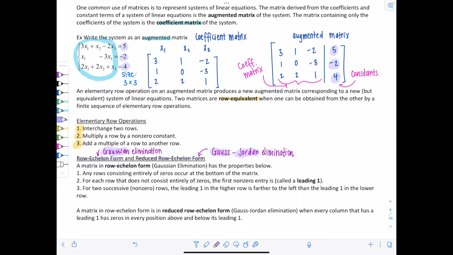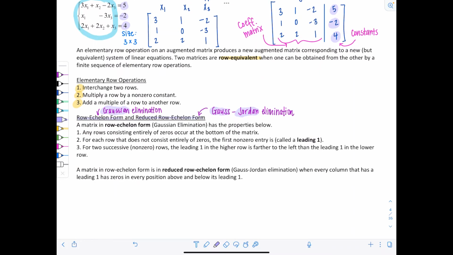So anyways, how do we recognize these forms? What is the goal? Well, a matrix in row echelon form, Gaussian elimination, has the properties below. Any rows consisting entirely of zeros occur at the bottom of the matrix. For each row that does not consist entirely of zeros, the first non-zero entry is a 1, called a leading one. And for two successive non-zero rows, the leading one in the higher row is farther to the left than the leading one in the lower row. I know that sounds awful. If I just show you an example, it won't be so bad.